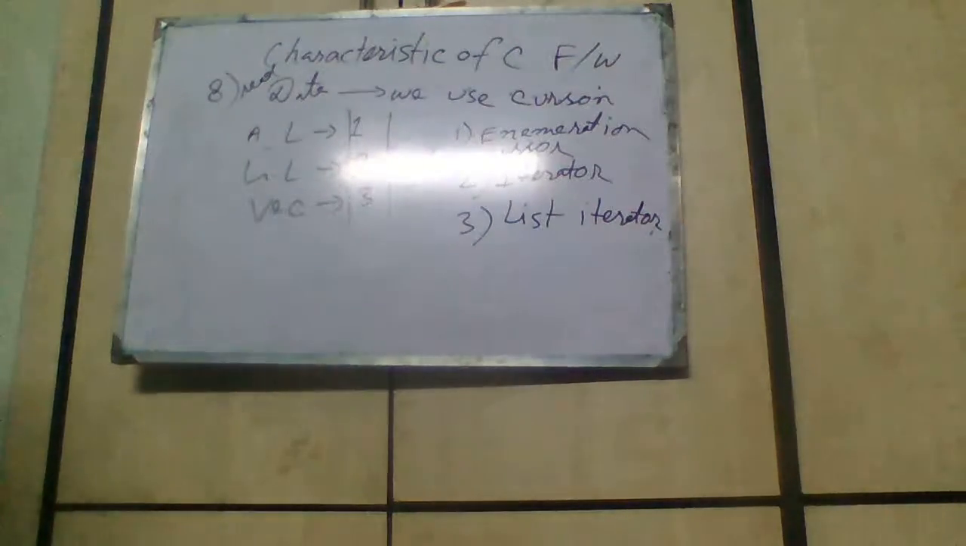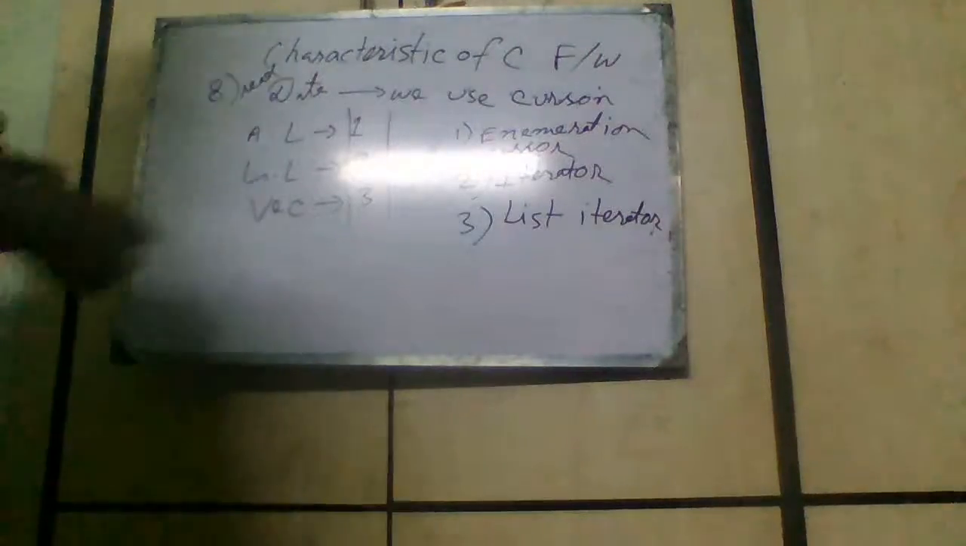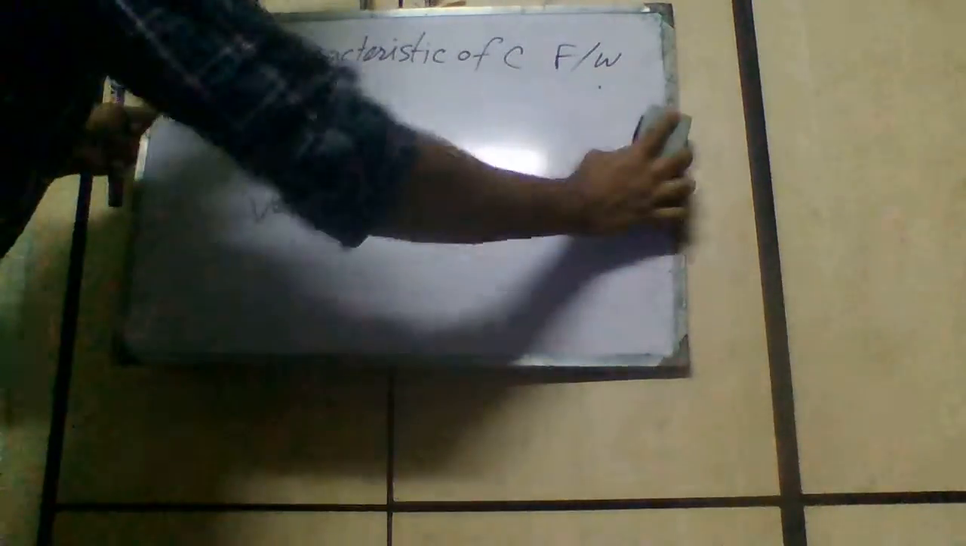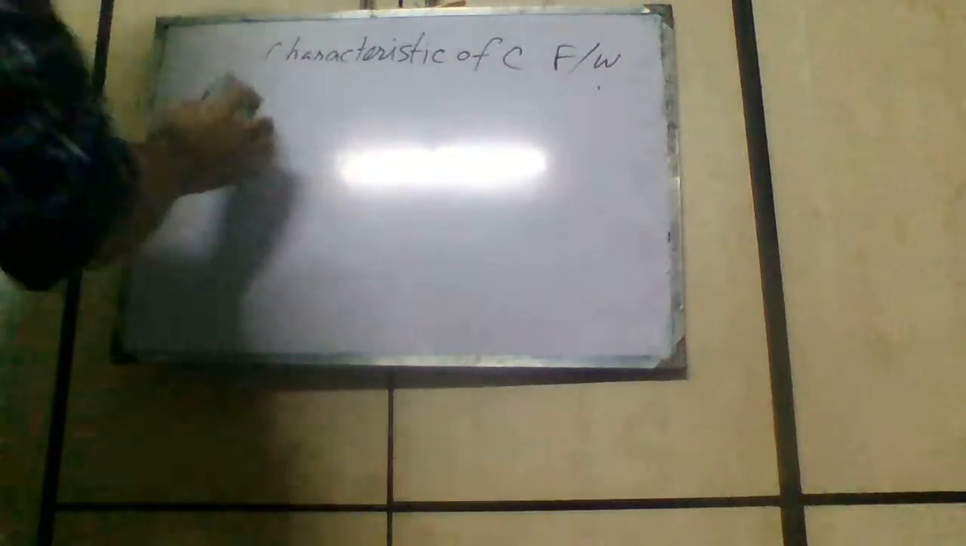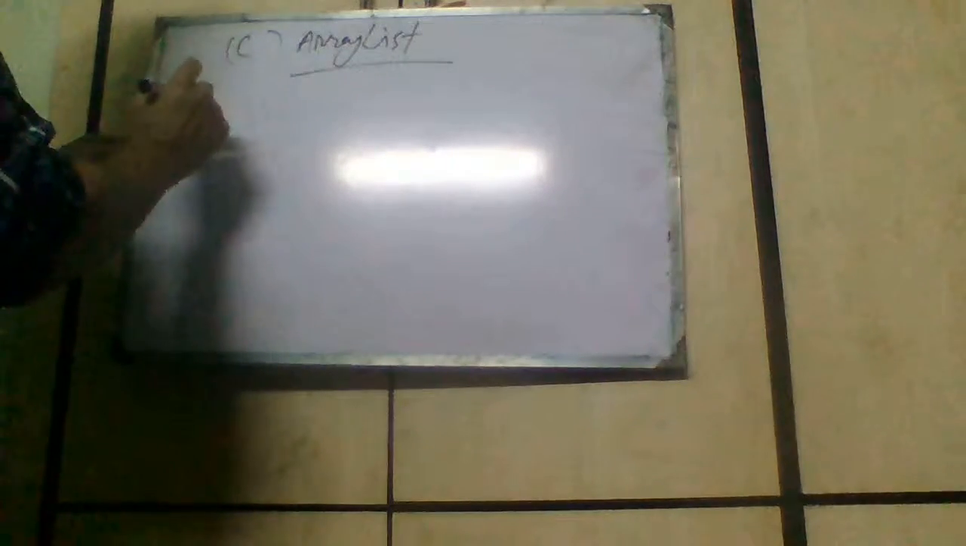Now we will discuss the characteristics of ArrayList. In which version is ArrayList introduced? Number one is version 1.2. In 1.2 version, ArrayList is introduced.